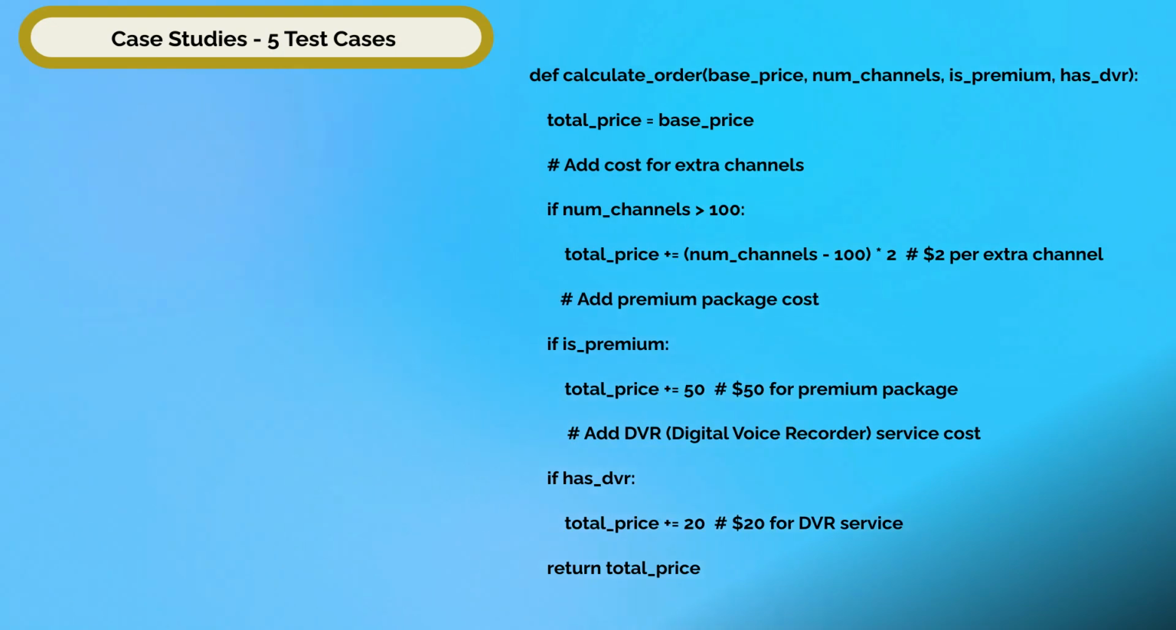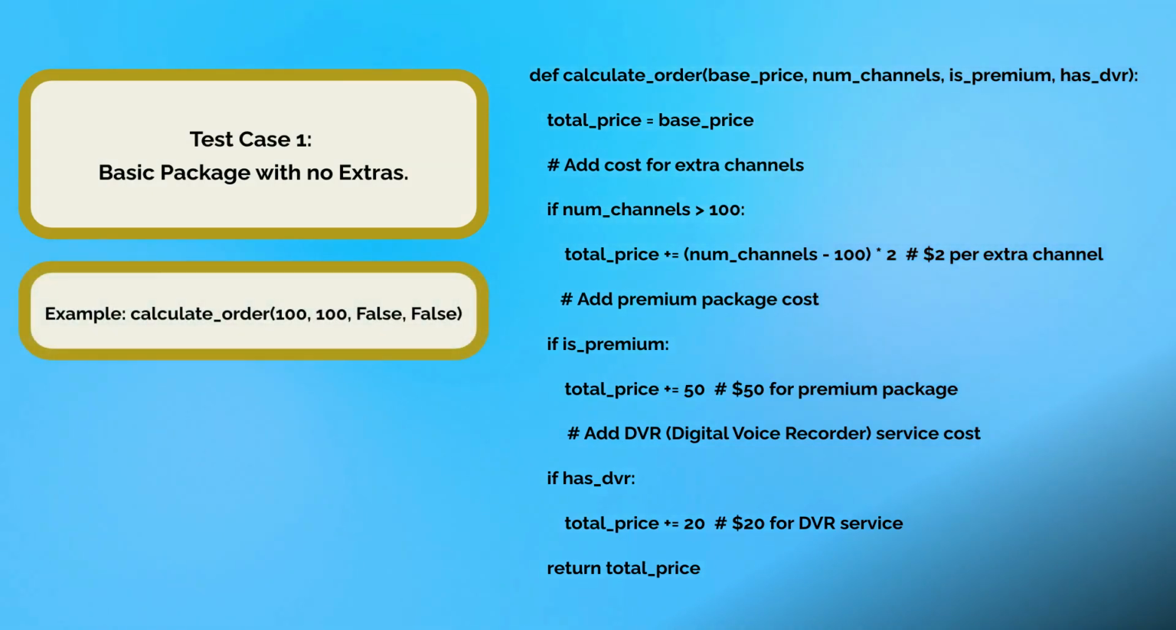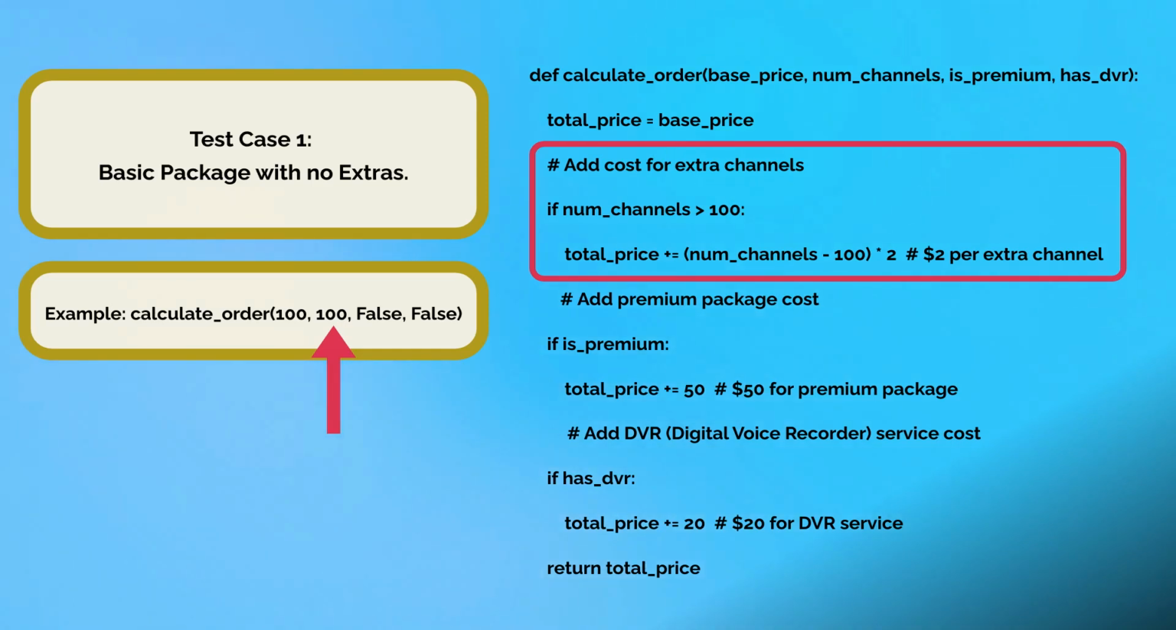They all use different paths through the code, and this will be mapped for you so you can see where this is going. Test case 1 is a basic package with no extras. The test cost calculator may look like this. But what does it mean? The first item relates to the base price, and that is fixed at $100. The second item relates to the number of channels, and it's 100 in this instance.